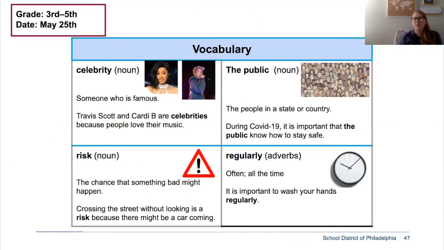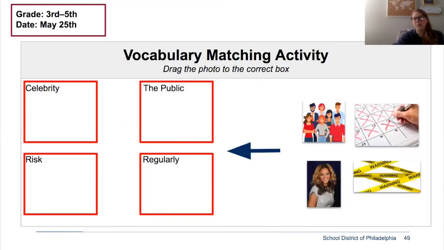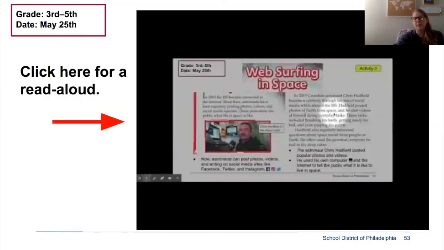All right, a couple more vocabulary words. We know a celebrity is someone who is famous. The public, the people in a state or country. Risk, the chance that something bad might happen. And regularly, it happens often, it happens all the time. Okay, again, you're going to do a matching activity where you're dragging the photo to the correct box. And again, we want at least one vocabulary word in each of the 3 sentences.